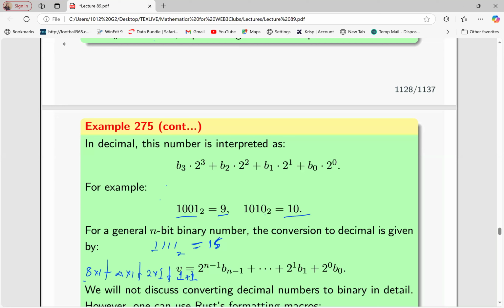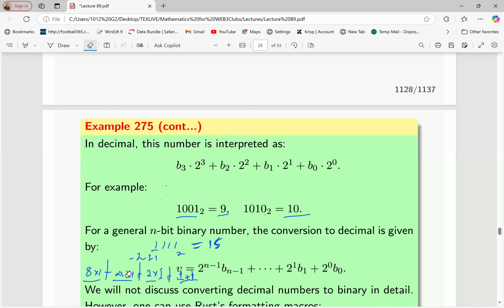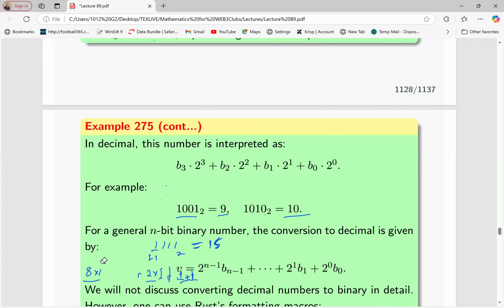So this is 8 plus 4, which is 12, then plus 2, which is 14, then plus 1, which is 15. That's the maximum 4-bit number we can have. Now that brings us to the knowledge of range that I talked about. Whenever we have a 4-bit number, what would be the range?